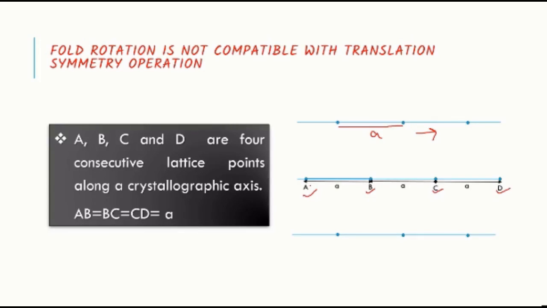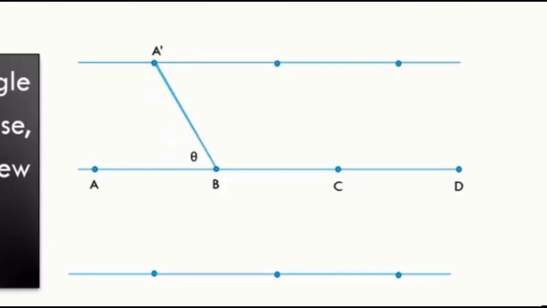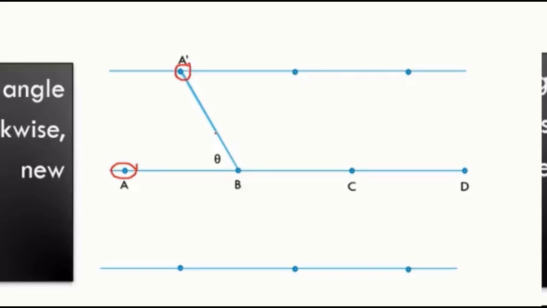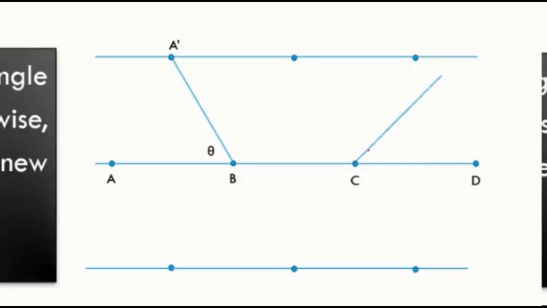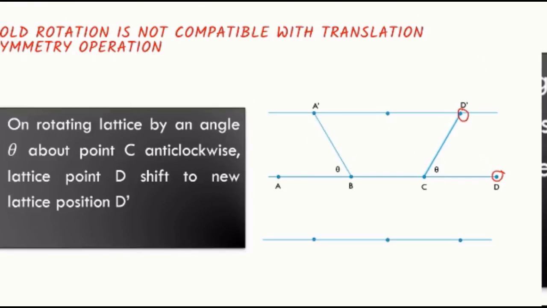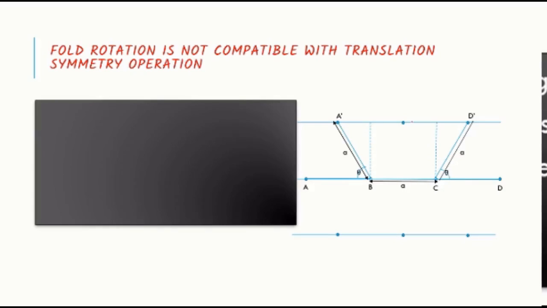Now, if we rotate the arrangement clockwise about point B by an angle theta, then point A will generate another point A prime. This new point must also be a lattice point, so that the new configuration is congruent to the original configuration. Similarly, when we rotate the configuration about point C, then point D will generate a new lattice point D prime. Now, as you can see, the measure of angle ABA prime at B and angle DCD prime at C is theta.